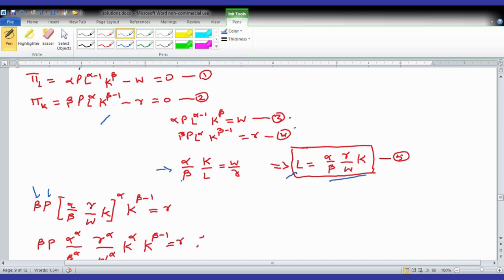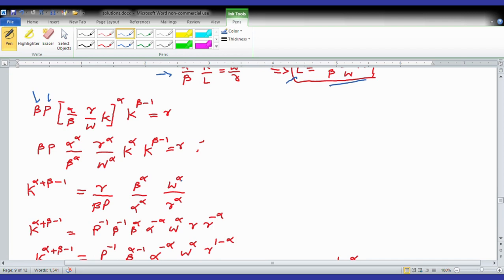Then I simplified this a little bit, so opened the bracket, so this beta is as it is, P is as it is. See this was alpha, and this alpha is coming here, so alpha raised to power alpha, beta raised to power alpha. So this alpha is coming here on this power as well as on this power and everywhere, so R raised to power alpha, W raised to power alpha, and finally K raised to power alpha. That is, I have opened this bracket, and then this K raised to power beta minus 1 is at its place, and then I have R.